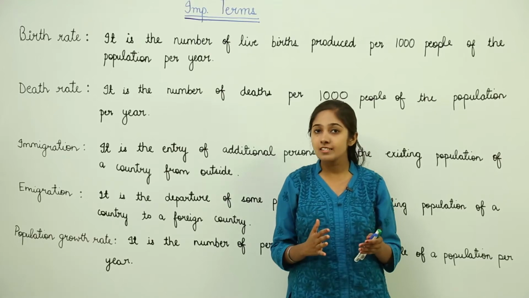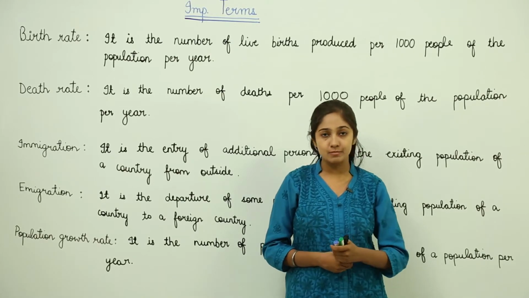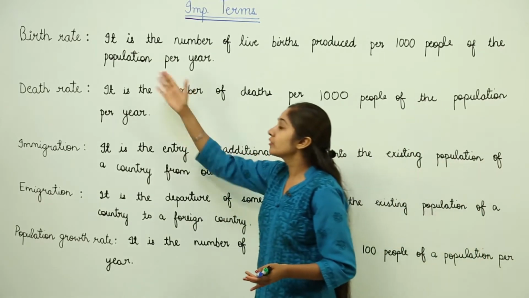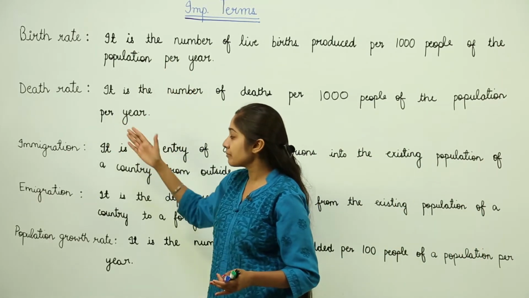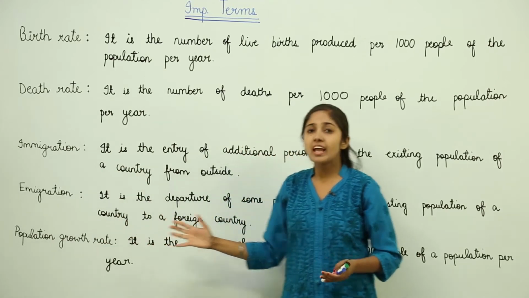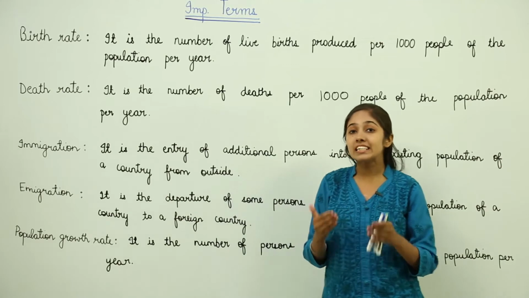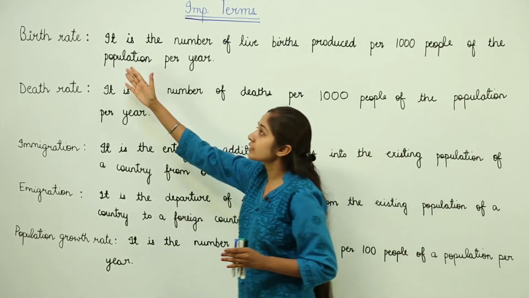Now let's discuss some very important terms, right, from the point of examination. Let's discuss birth rate, death rate, immigration, emigration and population growth rate. As you already have an idea about these terms, how will you define these terms? Let's discuss. First of all, let's discuss birth rate.